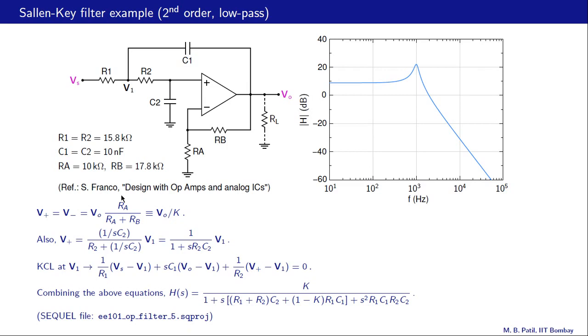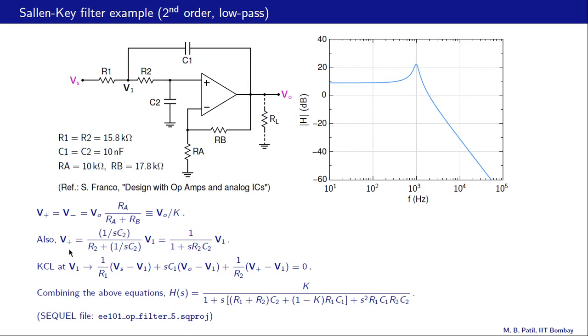How do we analyze this circuit? The op amp is working in the linear region, so therefore V plus and V minus are nearly equal. And what is V minus? That can be given by voltage division, because this current is 0. So V minus is RA by RA plus RB times VO. Let's call that VO by K.